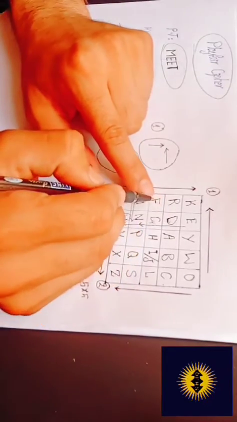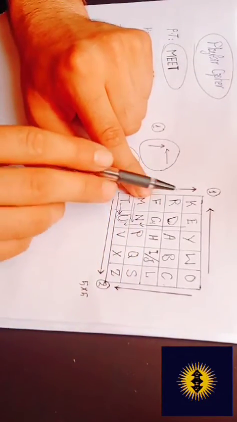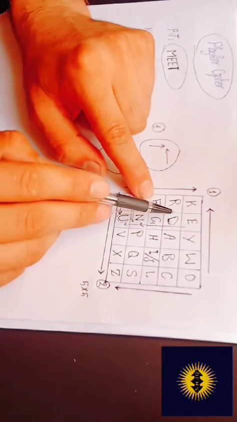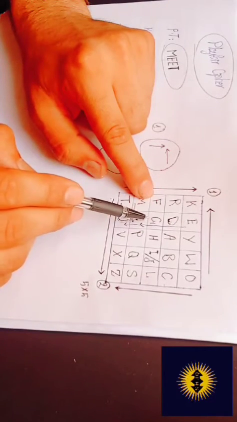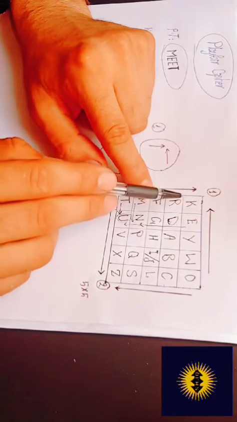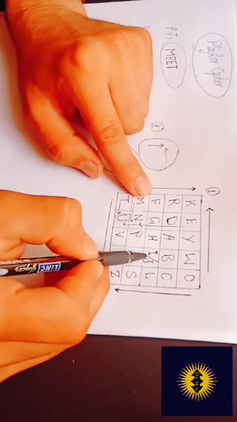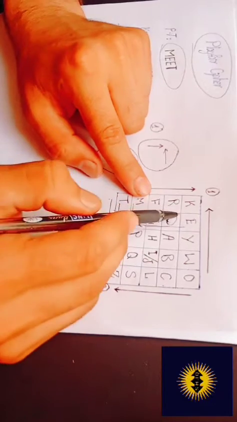D is already used there, so we cannot write it a second time; we have to skip D. After that, F. Do we have F there? No, so we can write F. G, do we have G here? No, G. H, we don't have H here, so we can write H. After that, I and J are also not there.